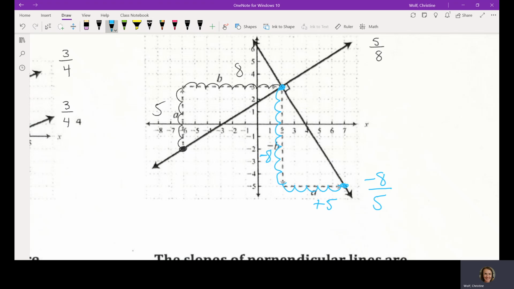So Tiana was right. The symbols are opposite. And what else? What else do you notice? Yes, Cole. The numbers, it's the same numbers, 8 and 5, but we flip the fraction. One's 5 over 8, one's 8 over 5. So it's the complete opposite. We flip the fraction and we flip the symbol.